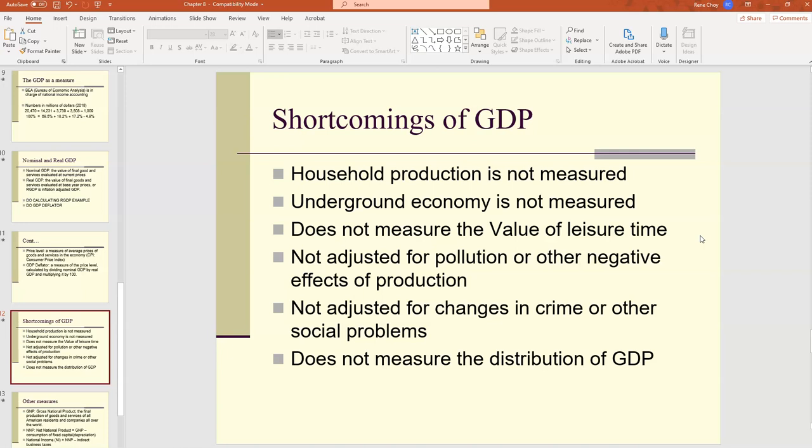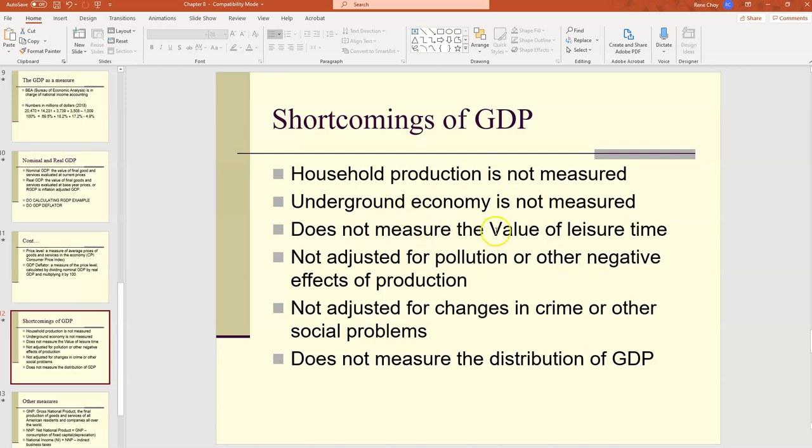Whether you take your child to daycare or you take care of your child at home, either one is taking care of your child. The difference is that if you take your child to daycare, we measure that transaction because somebody received money. There was money exchanged. If you do it at home, we don't measure it because there is no money exchanged. So any household production in GDP is not measured. The underground economy is very difficult to measure because, of course, these people don't come out there and start talking about their sales and their revenue and how much profit they have. So it's all underground. So we don't measure the underground economy.